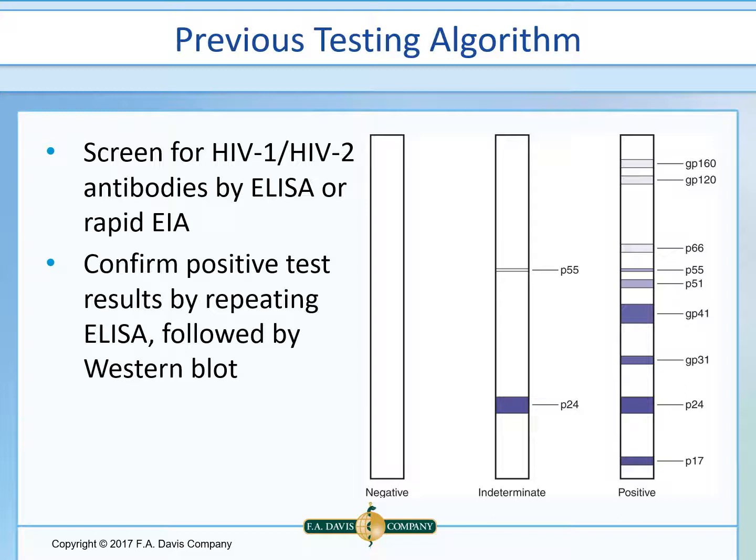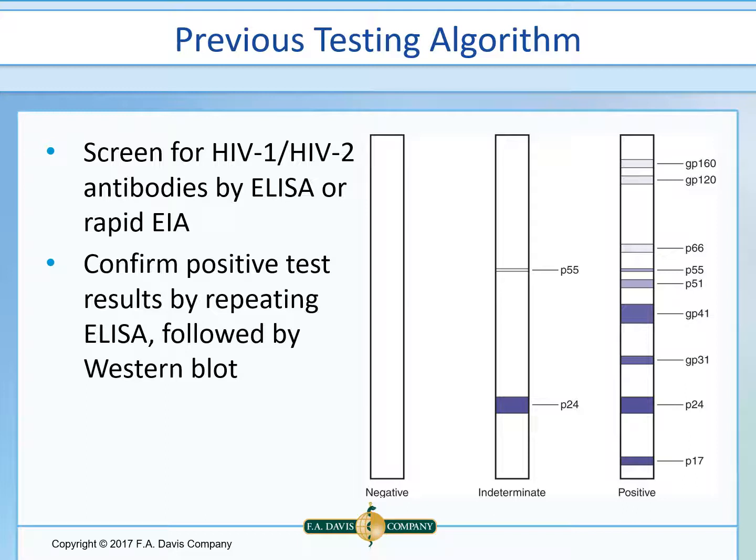On the left is an example of a negative Western blot where no bands are visible. The middle is an example of an indeterminate result. And on the right is an example of a positive result. In the positive Western blot, at least 2 of the 3 bands need to be present, and the bands that are indicated are the P24, GP41, and GP120 or 160.